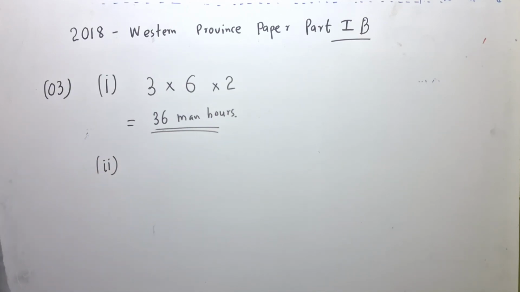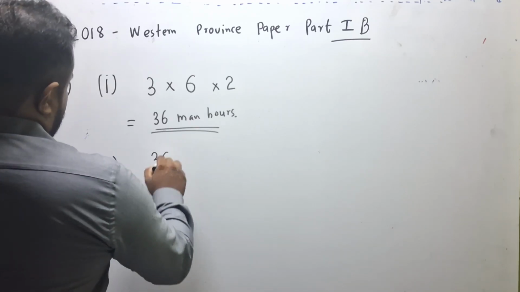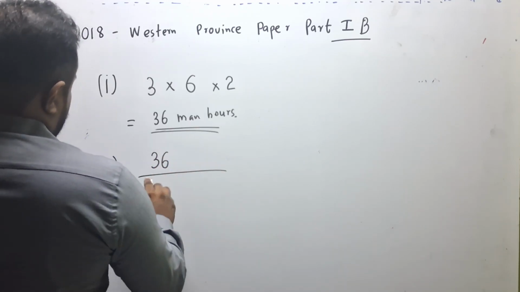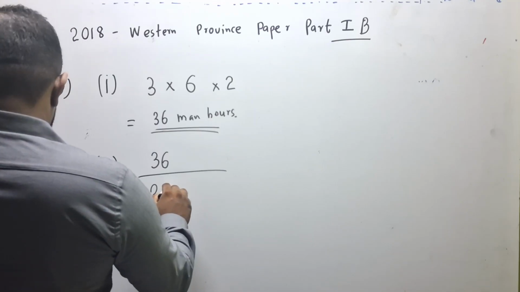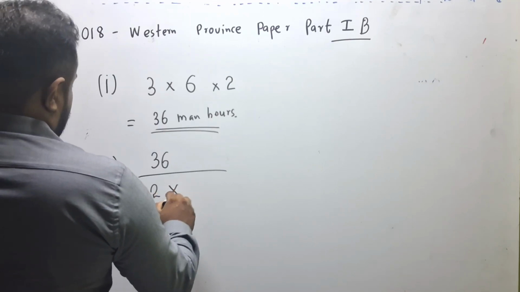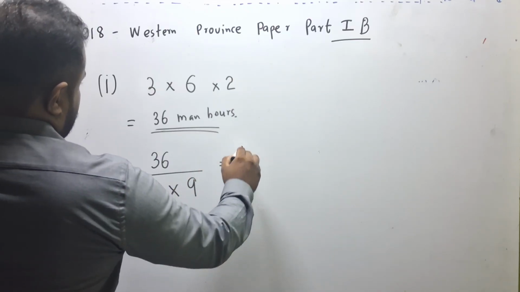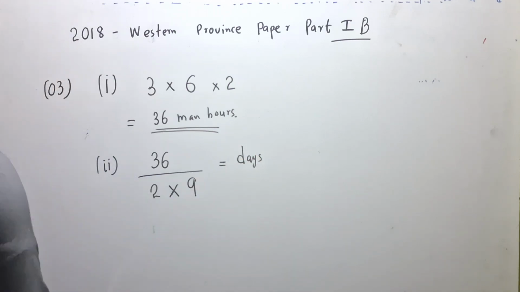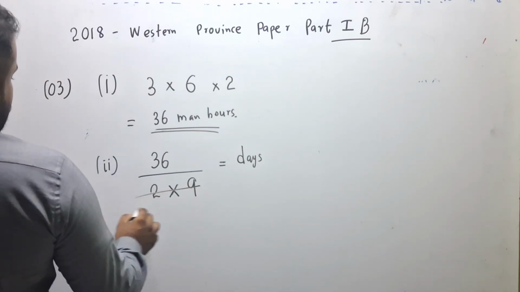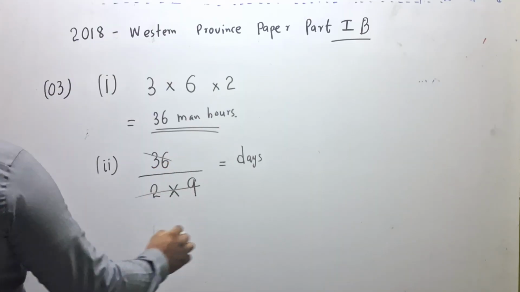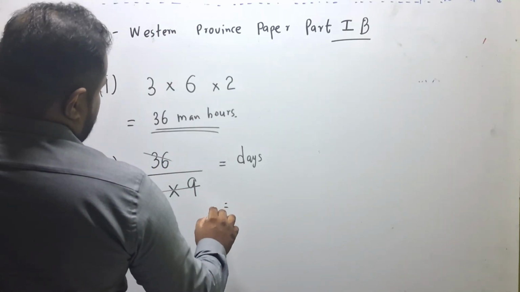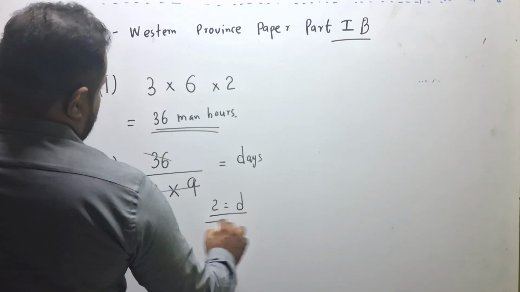Question number 2. How many days will it take for 2 men who work 9 hours per day to complete the same work? 2 men who work 9 hours per day. Okay, so 36 man hours, you divide it by 2 men working 9 hours per day. Then you will get how many days? 9 times 2 is 18. 18 by 18, so the number of days is equal to 2. 2 days will be taken.